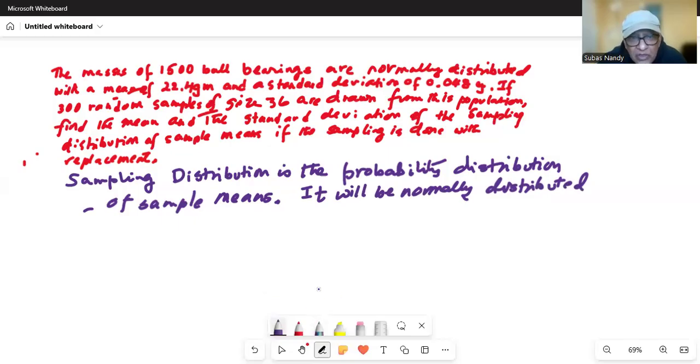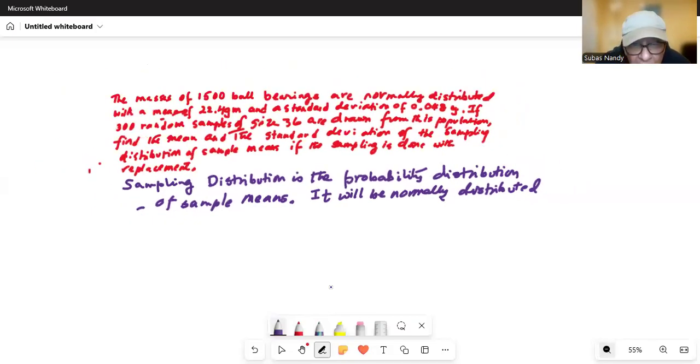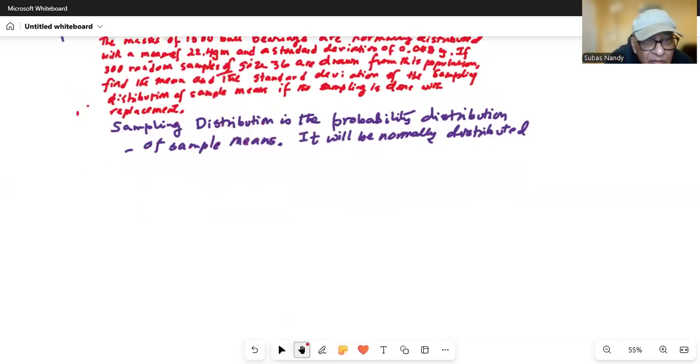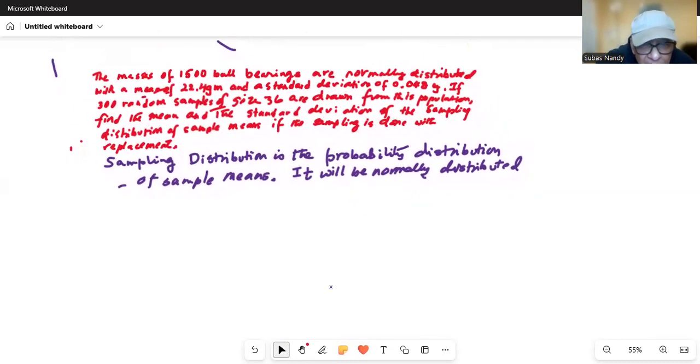So how do we draw it? Let's reduce this a little bit, and let's move this up a little bit. So I will draw the sampling distribution of the sample means, remember the sample size is 36. So the sampling distribution will look like this.